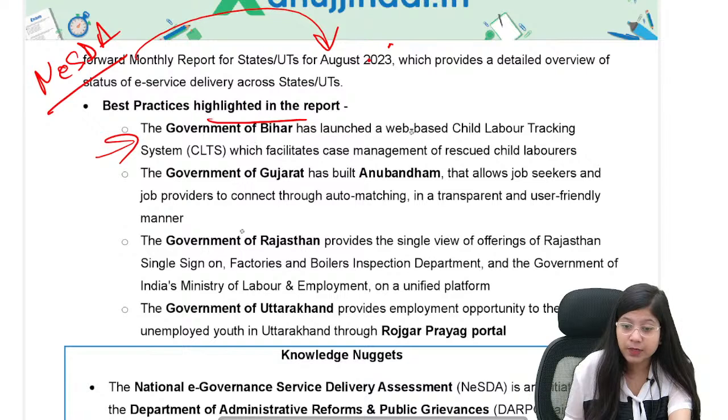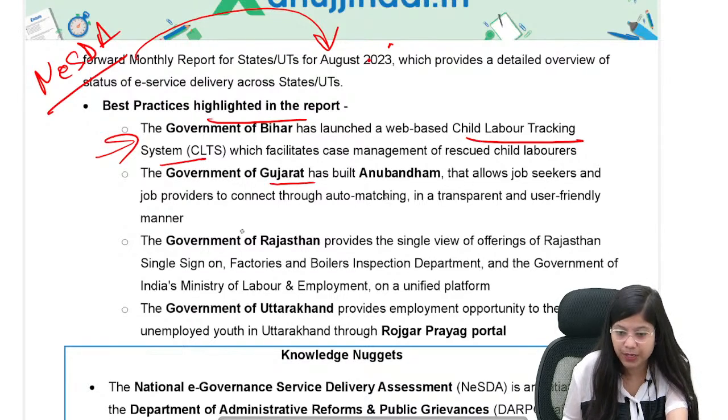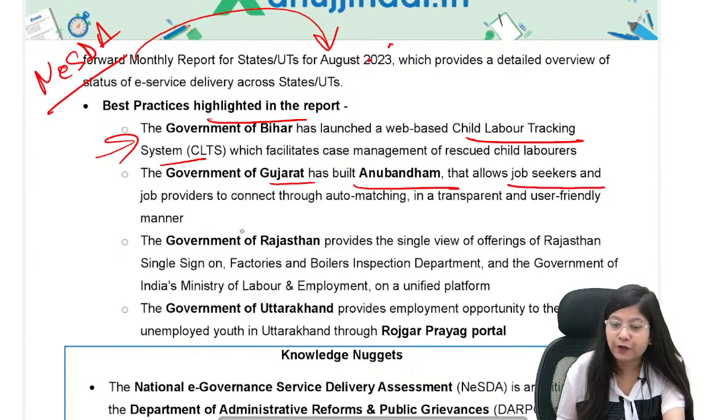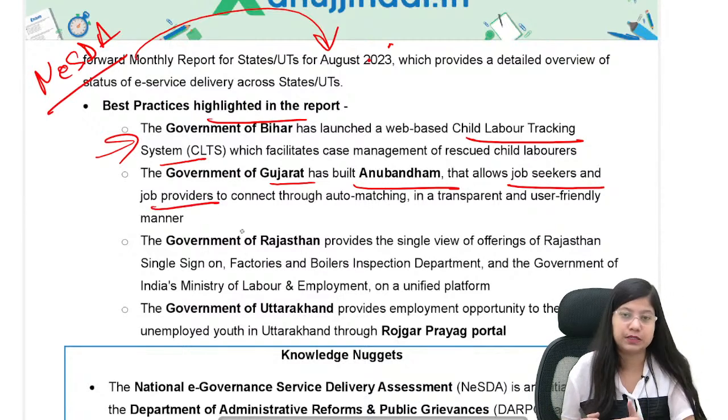So the Bihar government has been appraised for its child labor tracking system. The government has been appraised for Anubandham. What is Anubandham? Anubandham is the platform that allows job seekers and job providers to connect with each other. Like Tinder, which connects the girl and the boy. So they connect the employee and the employer.